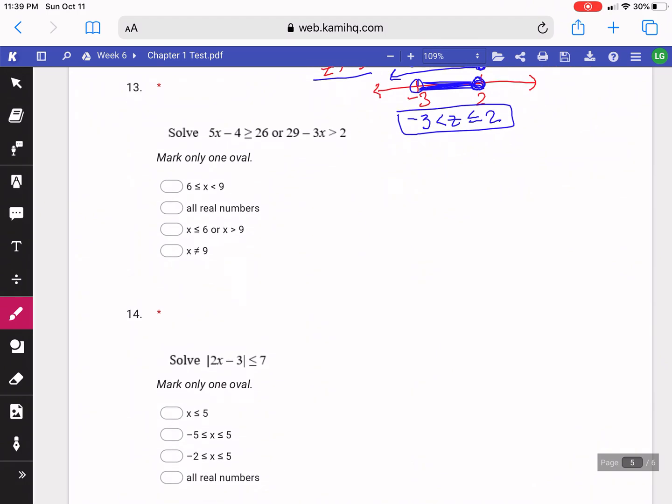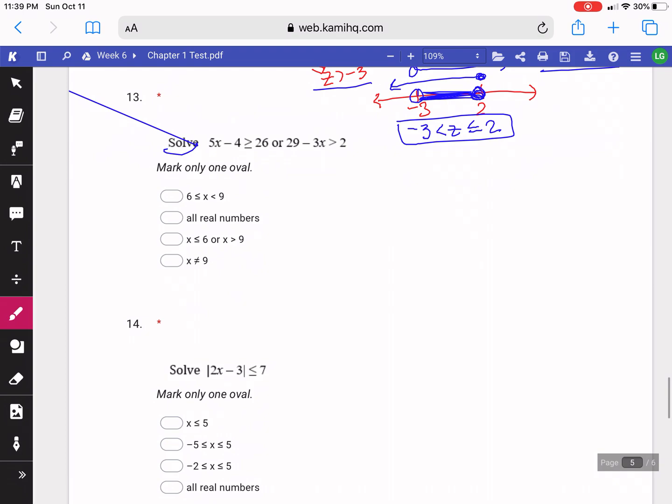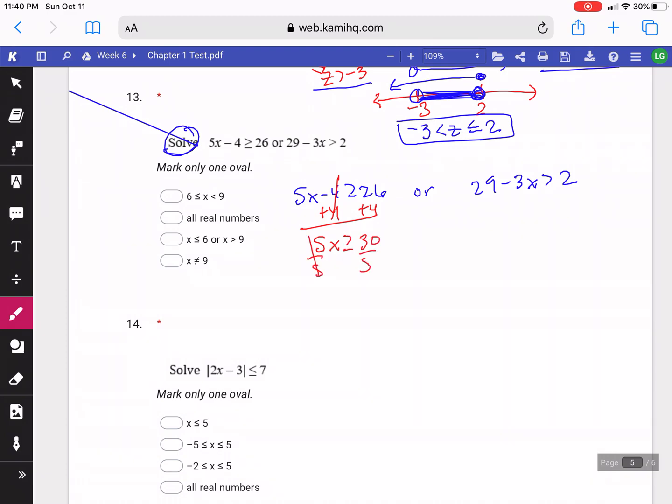On our next question, a lot of you missed this one. So this one, please check it carefully. So this is an OR inequality. Our keyword says to solve. So I have 5x minus 4 greater than or equal to 26, or 29 minus 3x greater than 2. I'm going to solve my first one. So 5x greater than or equal to 30. If we divide by 5, we get x greater than or equal to 6.